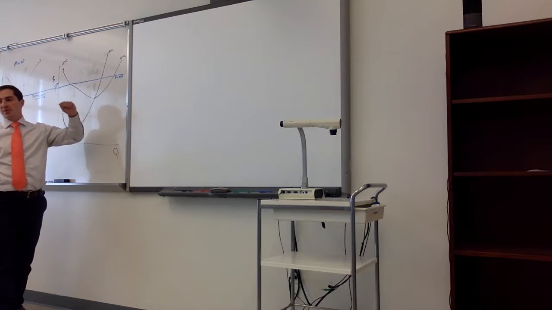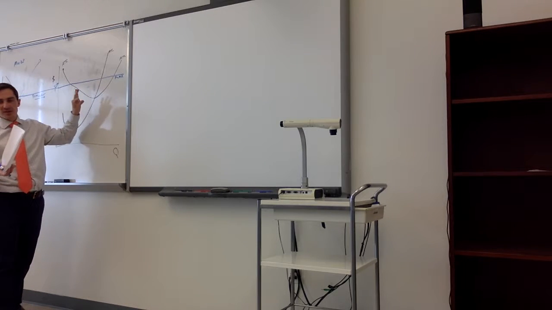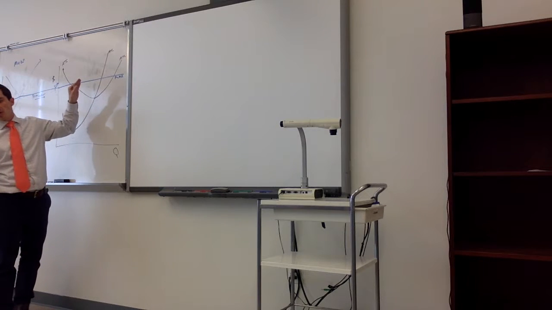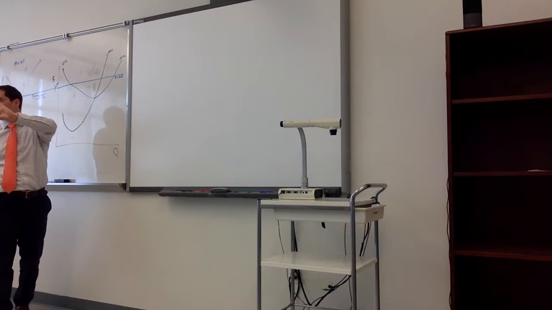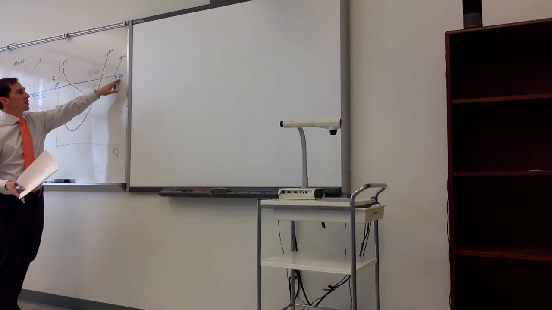How much money do they bring in for pizza in the dining hall? Pizza's $3 a piece, and they sell 100 things. They bring in $300 of revenue. They sell one more piece, they're bringing in $3 more. They sell one more piece, they're bringing in $3 more. They sell one more piece, they're bringing in $3 more.